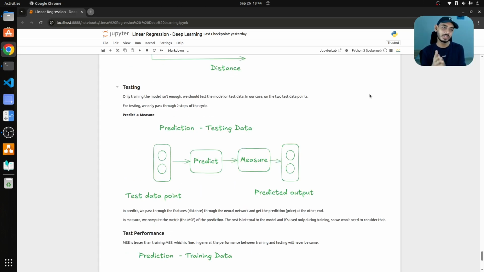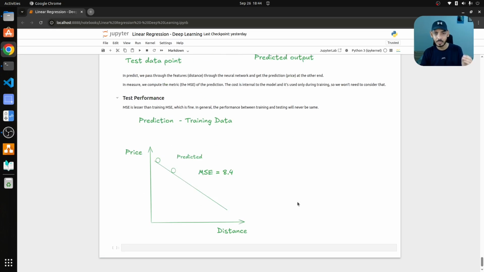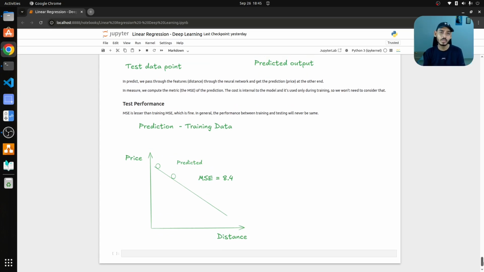When it comes to testing, instead of going through the 4 points of the cycle, like predict, measure, feedback and adjustment, we just do predict and measure. We pass in the 2 points, predict, measure the error, and get the final result. For our data set, those 2 data points resulted in an MSE of 68.4, which is more than what we saw for training performance. So with this we'll be concluding this video. Thank you for watching.